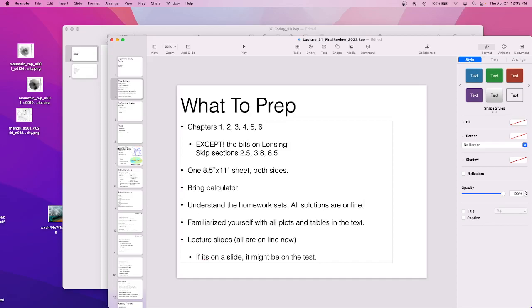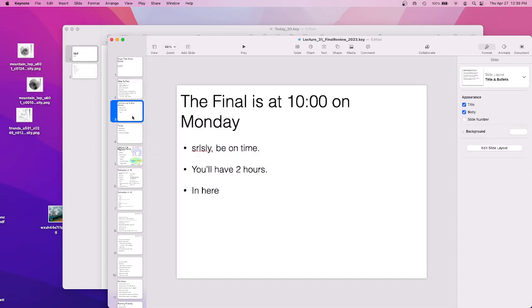Homework first. Homework first. Because that's the bits that I think that you put your hands on. Those are the things that I think that I know that you can do. Okay, so let's give a kind of quick shorty tour. The final's at 10 on Monday here. Don't be late. Almost nobody's ever late, but from time to time.